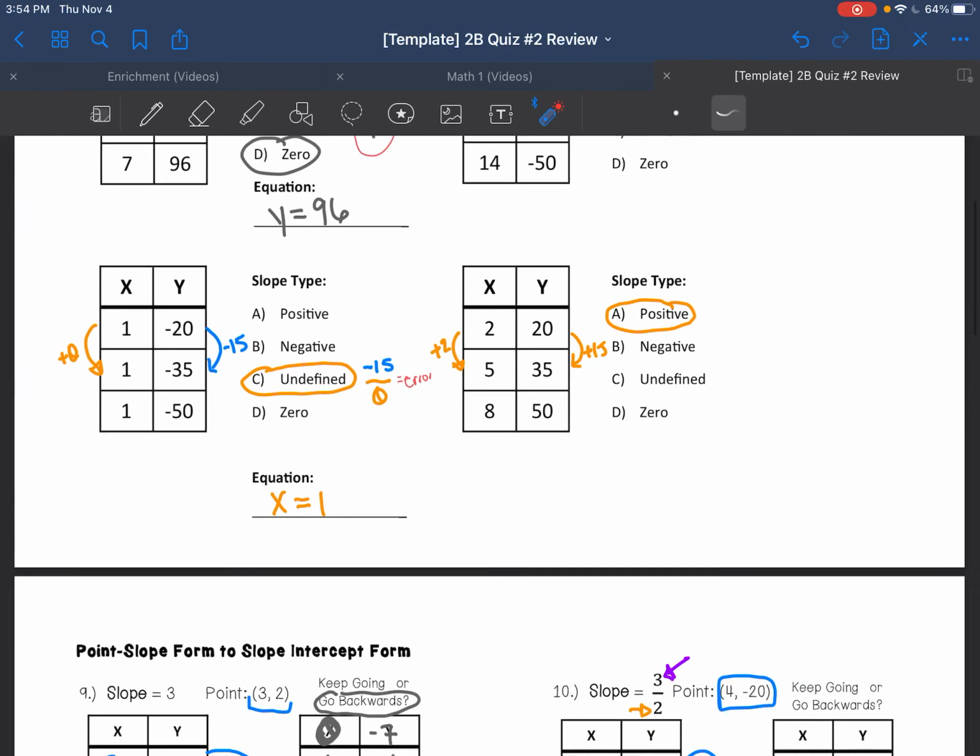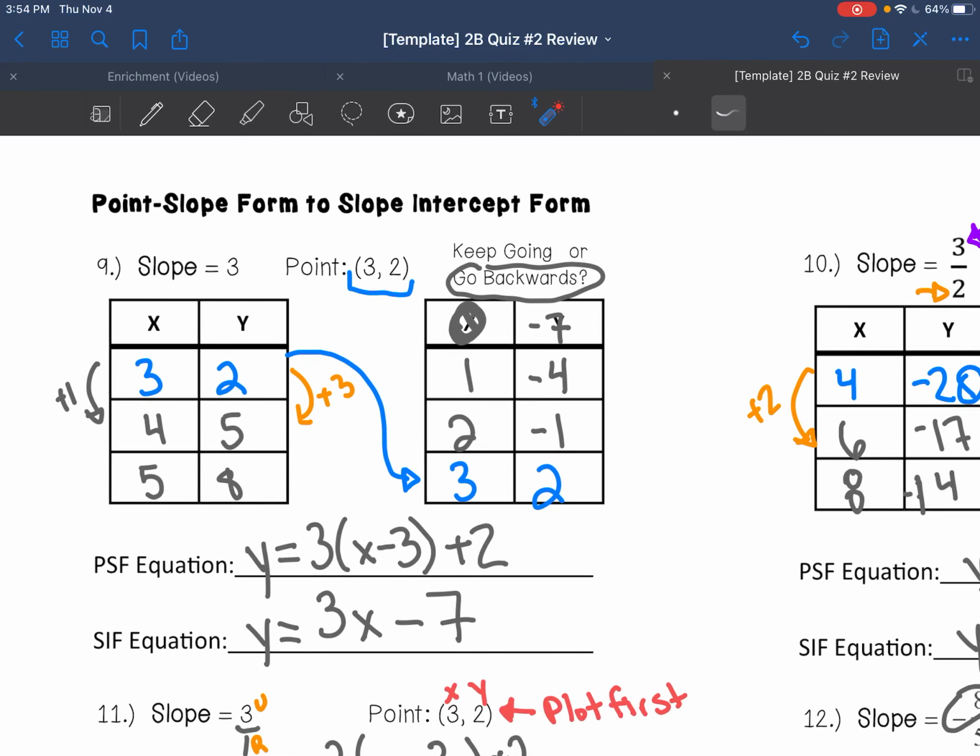Looking at number 9 here, we have the slope of 3 and a point of 3, 2. So the point-slope form is y is equal to 3 times x minus 3, because we do the opposite of the x inside of the point-slope equation. Remember, x's are liars in the point-slope form equation. And then plus 2. However, the point doesn't lie to the table, so it's 3 and 2.